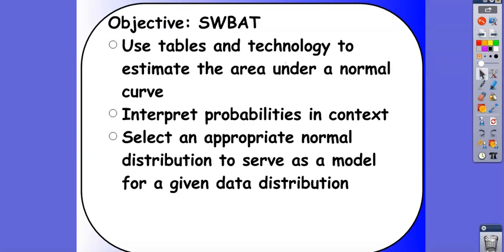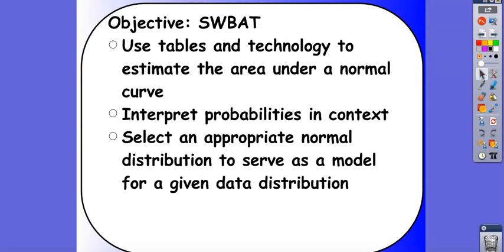This module, we're also going to use tables and technology to estimate the area under a normal curve. So in the last lesson, I did one example on how to use the table. I would highly recommend using the table for all of these. It also suggests being able to use a spreadsheet if you happen to have Microsoft Excel.